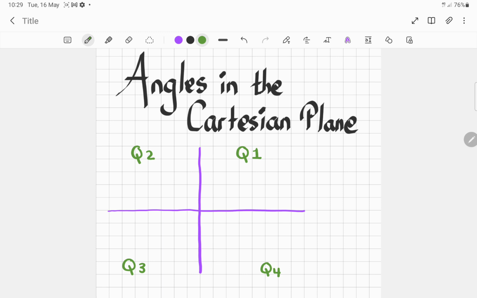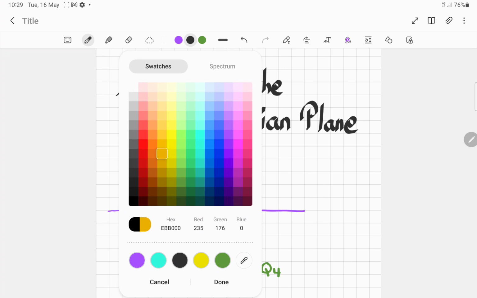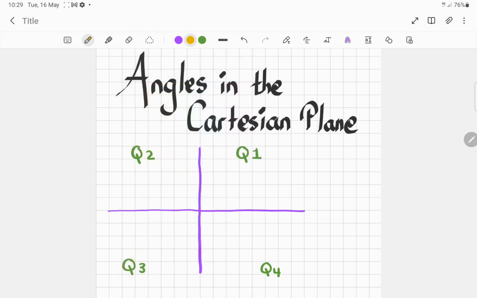Then we discovered that different trig ratios are positive in different quadrants. So we discovered that over here, the cos was positive. Here, all of the trig ratios were positive. Here, the sine ratio was positive. And here, the tangent was positive. So they were all positive over there.